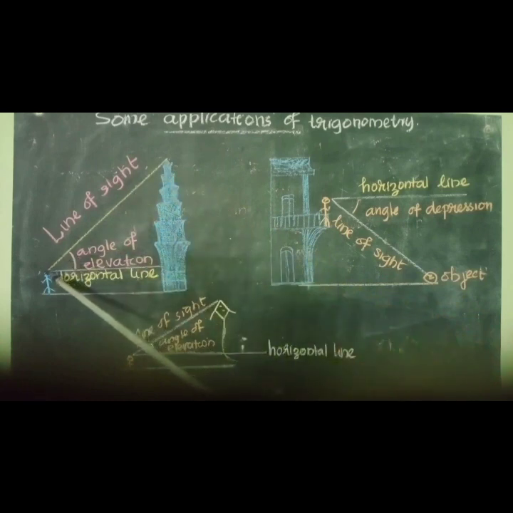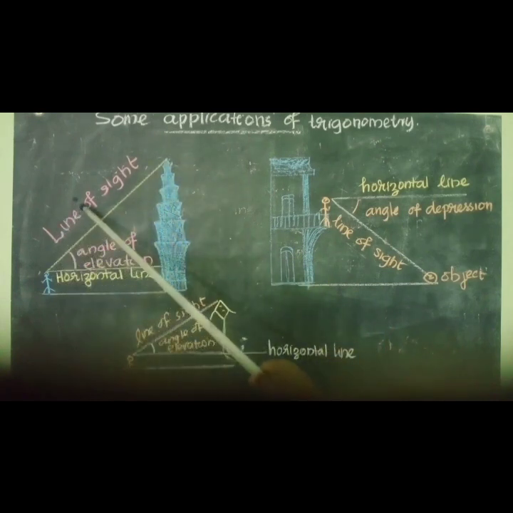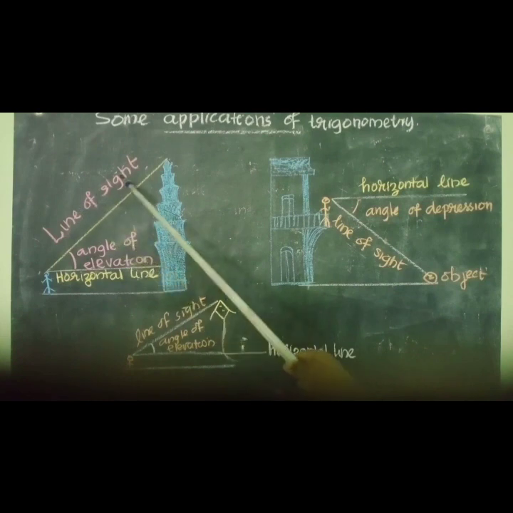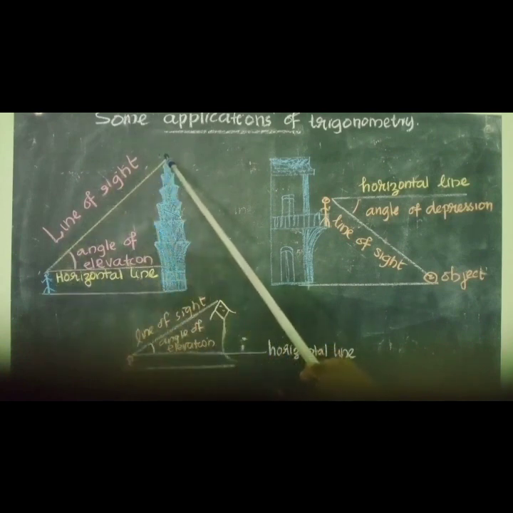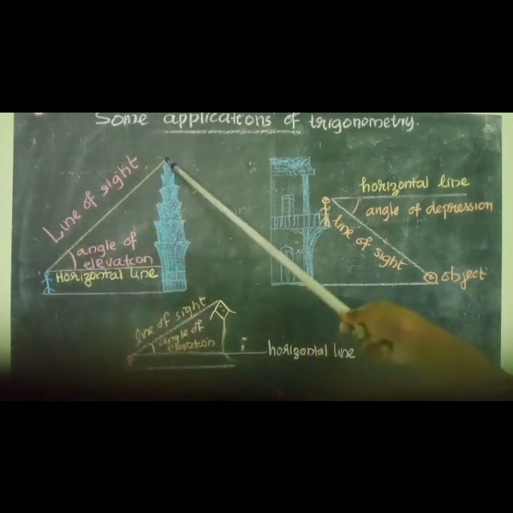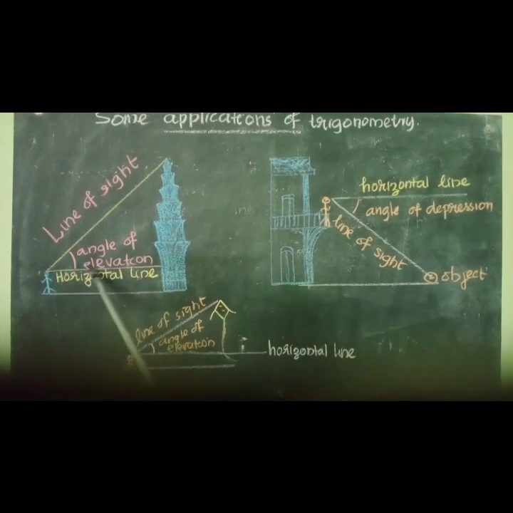So here from his eye to this top of the building, there is a line we can draw. That line is known as the line of sight. So line of sight is the line drawn from the eye of the observer to the point viewed by the observer. Now this line is the horizontal line.